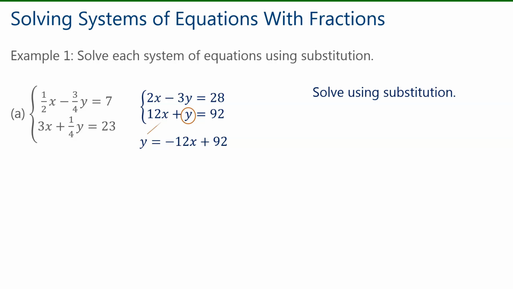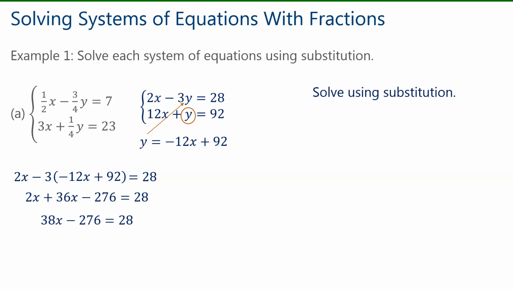Now we need to substitute that into the first equation right here for y. So I'll start by writing 2x minus 3, and then replace the y with negative 12x plus 92, and that equals 28. Now to simplify this, I'm going to do my distributive property. So multiplying negative 3 by negative 12x and 92, I would get this. 2x plus 36x minus 276 equals 28. Now let's combine those x's together to give us 38x.